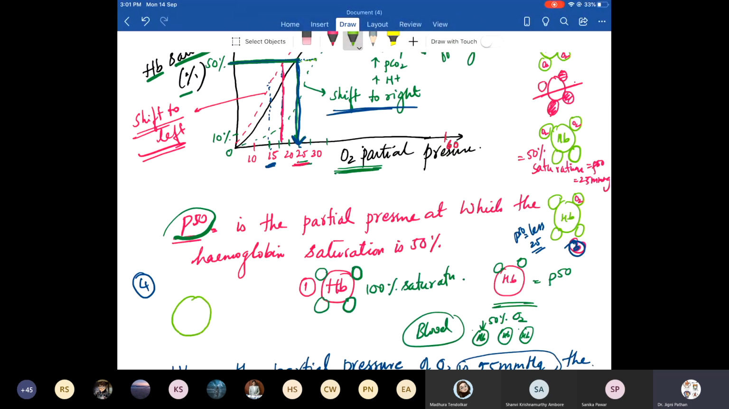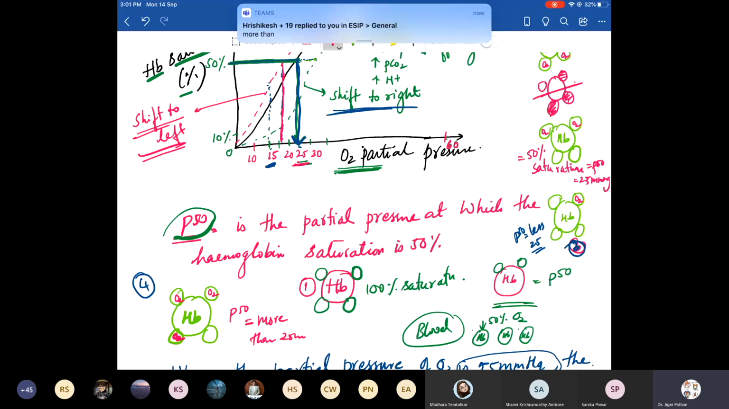Now listen. This is hemoglobin. In the hemoglobin, you have 4 valencies. In this, one oxygen is binding here, one oxygen is binding here, one oxygen is binding here. Now, what happened to P50 here? Is it equal to 25 mmHg or more than 25 mmHg? Who will answer? More than 25. Very good. More than 25 mmHg.